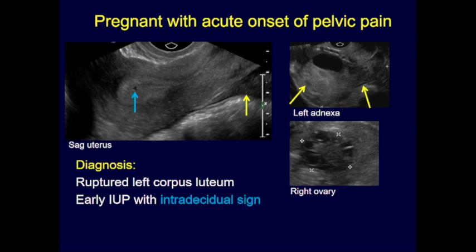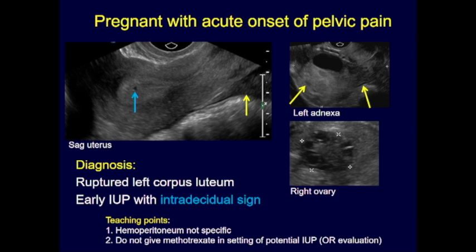And I said, absolutely. So this is a case that shows you that hemoperitoneum is not specific for ectopic pregnancy. Do not give methotrexate in the setting of a potential IUP. Patients who are unstable or who have a lot of pain need to go to the OR for further evaluation.